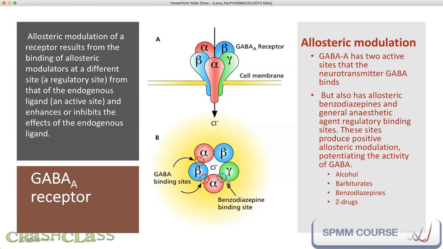But there are many other allosteric sites, which are regulatory sites that are away from the agonist site. When you stimulate those regulatory sites, you can control the effect of the ion channel. So there's a benzodiazepine site, there is a Z-drug site, there's a site for alcohol, barbiturates. All of this is called allosteric modulation. GABA A is an example of an allosterically modulated receptor.